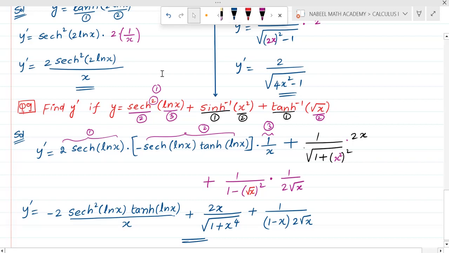So this is a very important complicated question. In the first part you have 1, 2, 3: this is power, sech, ln. Done. Next one, sinh inverse of x squared, 2x, plus. Then the third part, we have tanh inverse of root x. This is done. So all together we have them in one question.